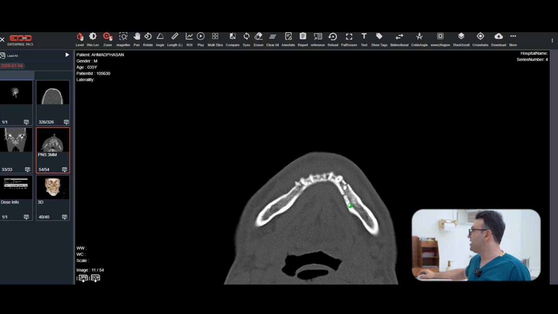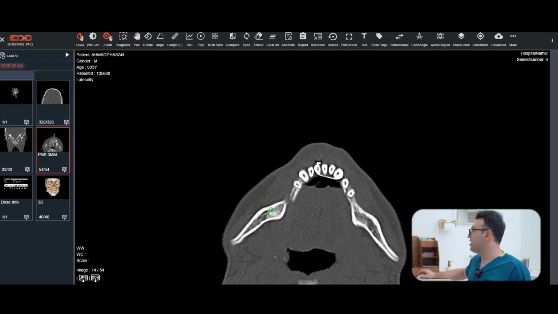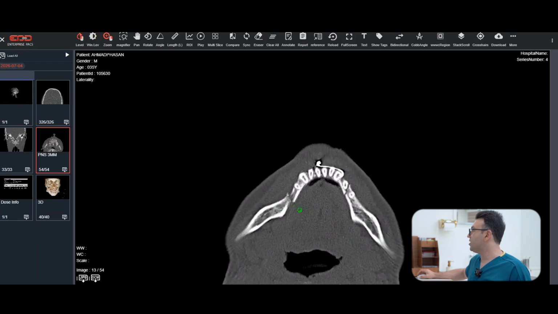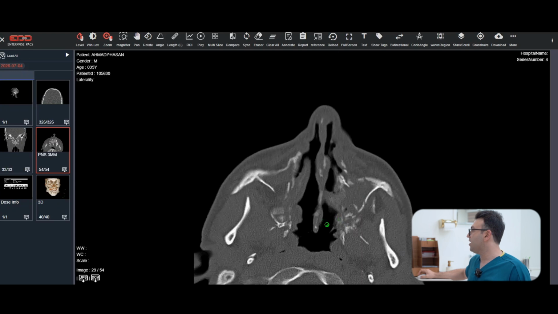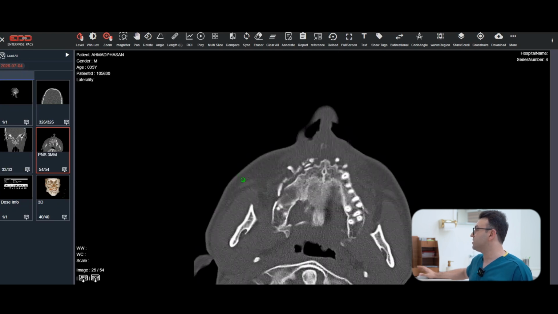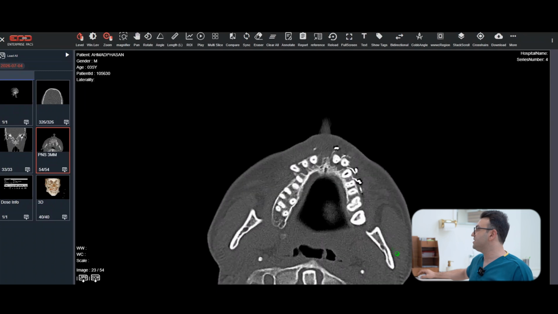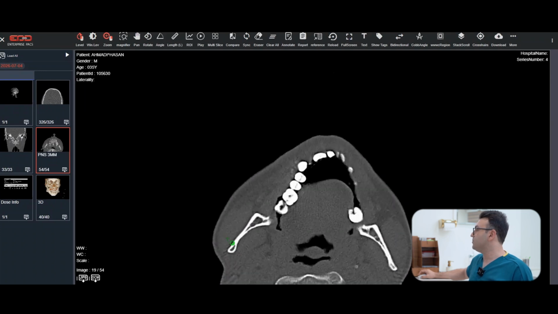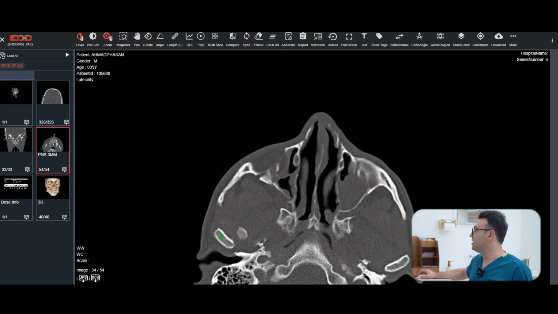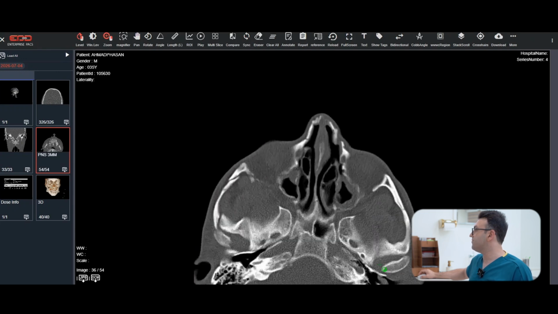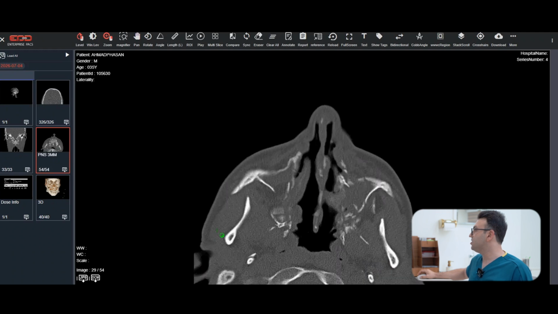After the body of the mandible, I check the angles. There is no problem there, but I see a fracture here on the right side again. I scroll more, and here I see the maxilla, but it is not important yet. I want to check the TMJ on both sides. Okay, the head of the TMJ is okay here and here. I don't see any fracture. The neck of the TMJ is also okay.